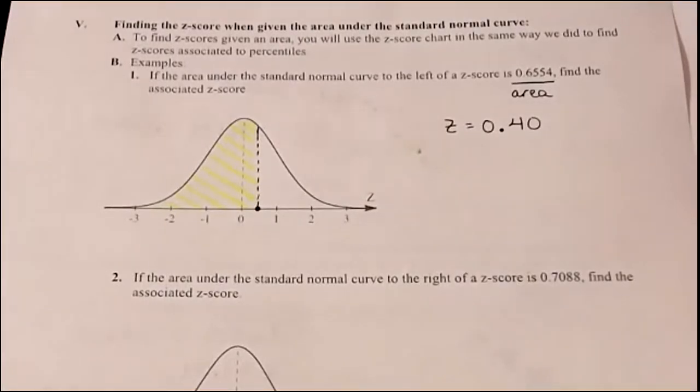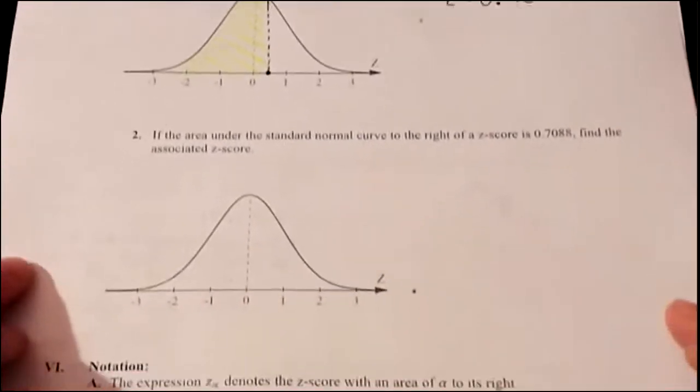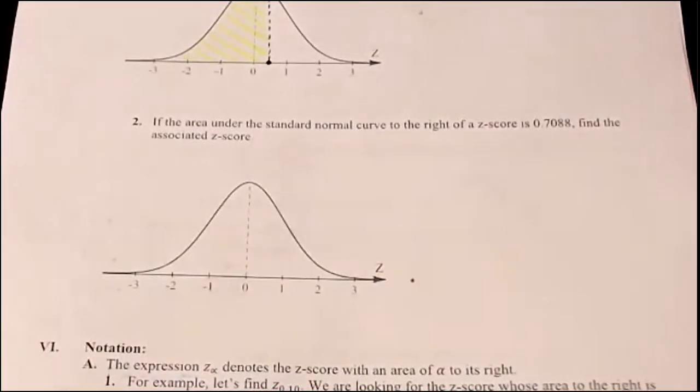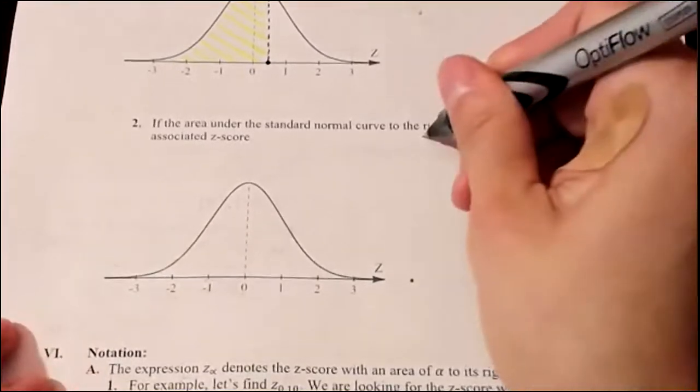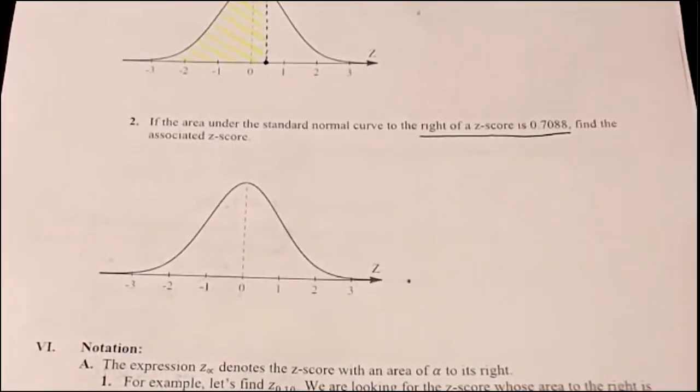Let's do it again. This time, let's trip you up a little bit. If the area under the standard normal curve to the right of a z-score is 0.7088. This is interesting. Find the associated z-score. So I want you to think about this for a moment. The area to the right is 0.7088. Where would we be if you had to guess?